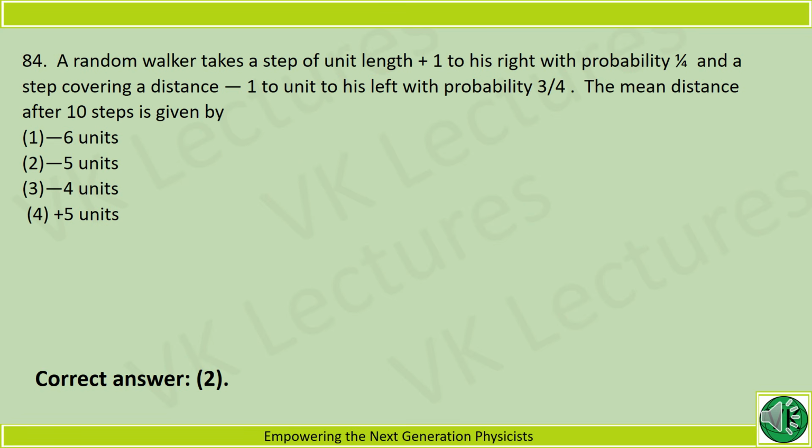A random walker takes a step of unit length, plus 1 to his right, with a probability of 1 by 4 and a step covering a distance of minus 1 unit to his left with a probability of 3 by 4. The mean distance after 10 steps is option 2, minus 5 units.